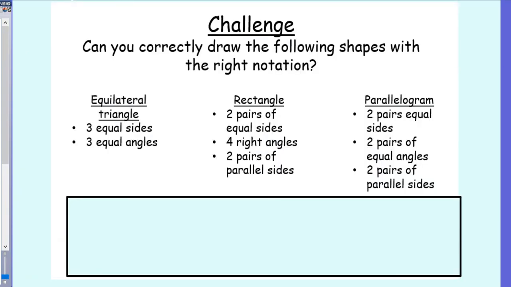Okay, Year 7, can you please pause the video for 5 to 10 minutes and have a go at correctly drawing an equilateral triangle, a rectangle and a parallelogram, labelling all the sides with angles, pairs of equal sides, using the nomenclature we've used so far in the lesson for me.